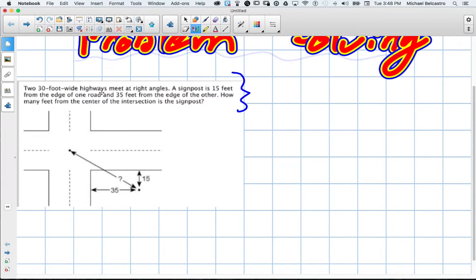Two 30-foot wide highways meet at right angles. So we're talking about this highway here, not so nicely drawn, and this highway here, they meet at a right angle. A signpost is 15 feet, okay, so here's our signpost, from the edge of one road and 35 from the edge of the other. How many feet from the center of the intersection is the signpost?